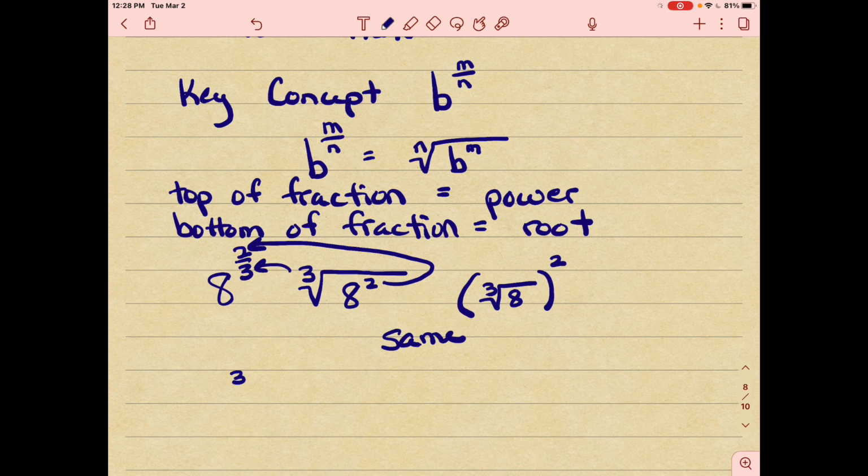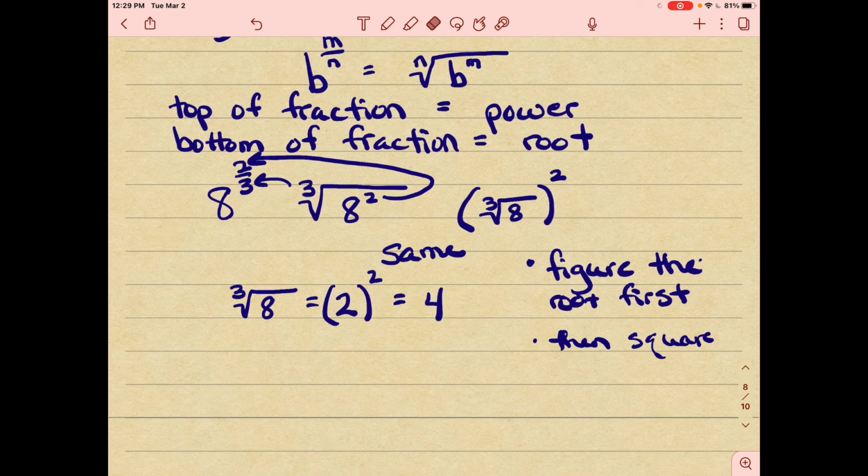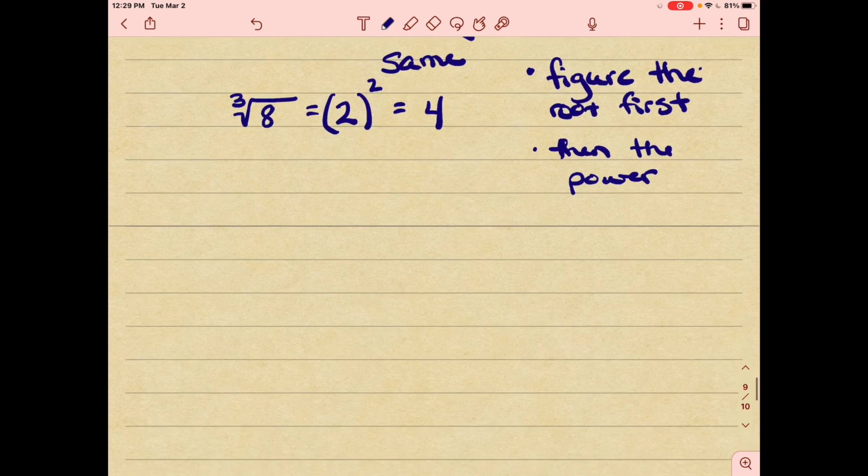So let's do the third root of 8, which would be 2, right? 2 times 2 times 2. And then we're going to square it and get 4. So if you have to do this by hand, figure the root first, usually. Although order of operations actually doesn't matter here. Figure the root first, then the power, or the exponent. All right, so here's some more examples of this.